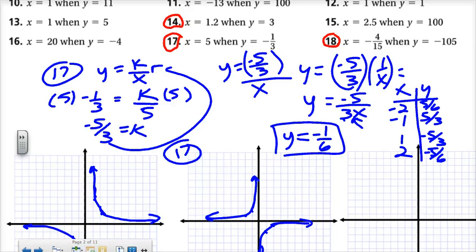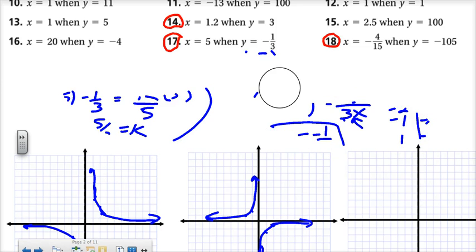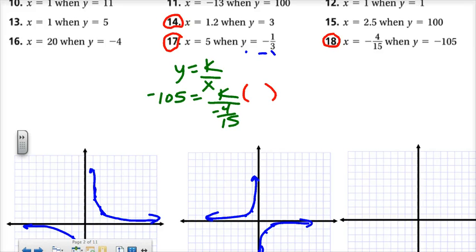And again, I'm trying to do the ones that have the more complicated fractions going on up here, but we should really be more comfortable with fractions than we are. So for number 18, y equals k over x, we have negative 105 equals k over negative 4/15. Again, we are trying to solve for k. We're not just trying to move something over. So we are going to multiply by negative 4/15 because right now they're dividing by negative 4/15. And that will give us our k value.